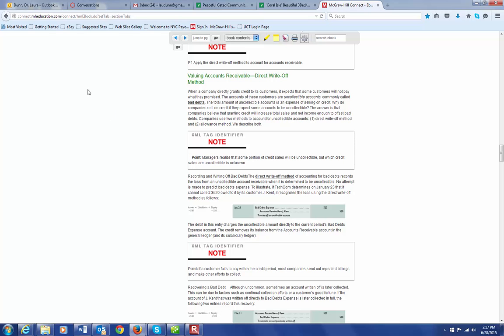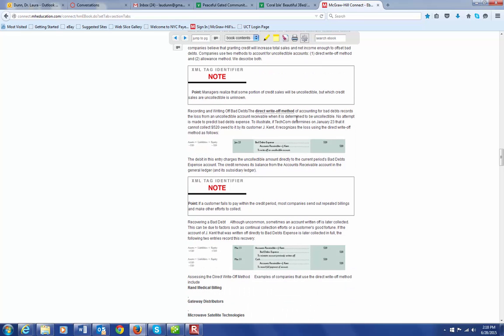So the total amount of an uncollectible account is an expense of selling on credit. If you didn't grant people credit, you probably would reduce your sales tremendously because so many people just don't have the cash up front to be able to buy the things they want to buy. So there's two different ways to account for those uncollectible accounts. There's the direct write-off method and there's the allowance method.